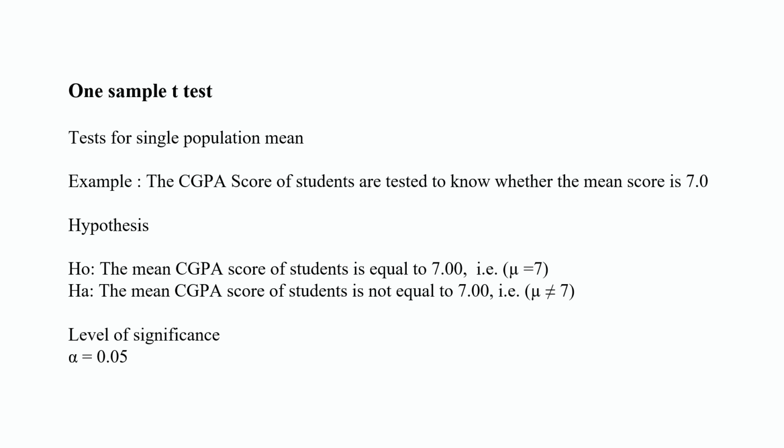My past experience says the mean CGPA score of students falls around 7, or it can be 7.5. I'm just saying this hypothetically. So the hypothesis is set here: the mean CGPA score is 7. And you can find the alternative hypothesis in the next line. Here we are taking the level of significance as 0.05. That is, we are 95% confident that the sample mean is falling around 7.